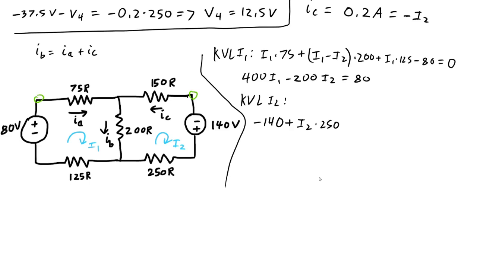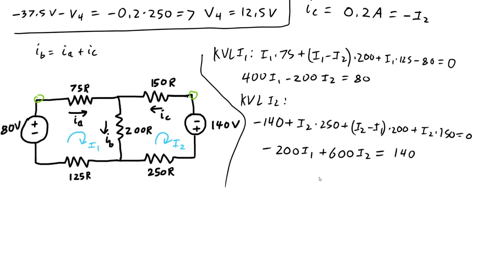Well, yeah, we could write that. Then plus I2 minus I1, because once again the mesh currents are conflicting at that junction, times 200, plus I2 times 150, all equals 0. So you simplify that, you're going to end up with minus 200 I1 plus 600 I2 equals positive 140.